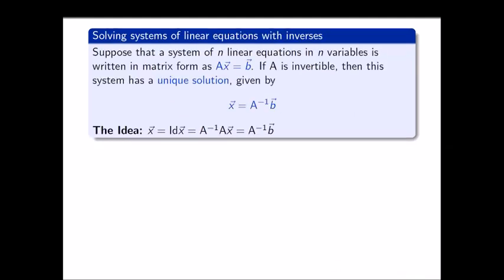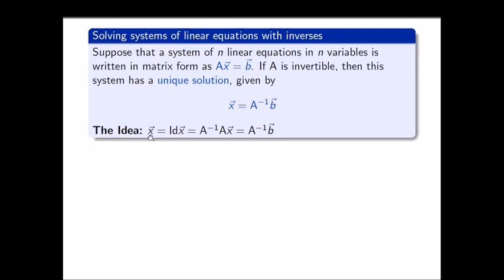Okay, so we can solve systems of linear equations using inverses. Assume that we have a system of linear equations in matrix form. So A times x equal to b, where x is the vector of variables, b is the vector of constants, and A is the matrix of coefficients. If A is invertible, in other words, if we can find an inverse of A, then the system has a unique solution, and the solution is given by A inverse times the vector b.